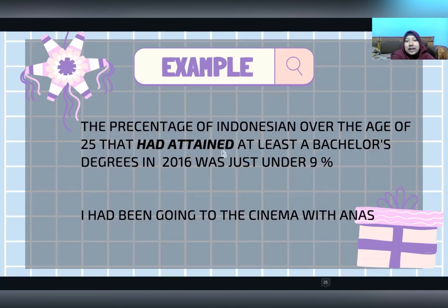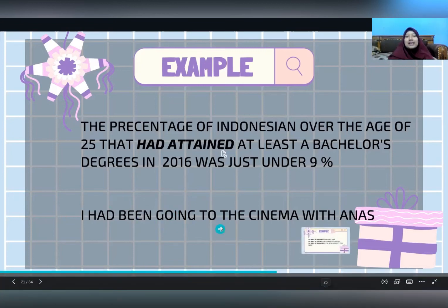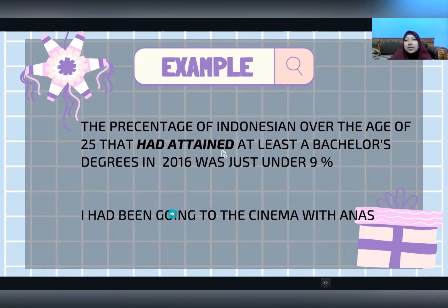Another example is: I have been going to the cinema. Oh, sorry, this is a wrong example. This is not past perfect tense. So the example that is correct is this.